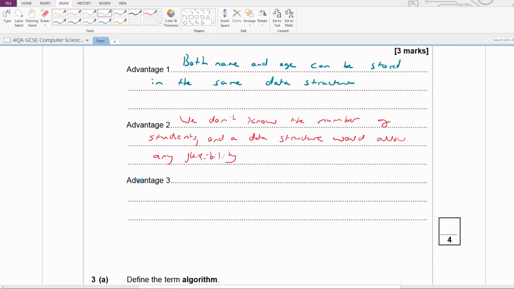So my third advantage was going to be that it's easier to reuse the code, which is, to be fair, basically the same idea as advantage 2, which is a little bit tricky. So I looked at the mark scheme, and actually a good point they say is that it's easier to iterate over or traverse a data structure. It's very difficult to loop across different variables, as hopefully you can picture. So it's much easier to loop through the data elements using sort of like a parameter.